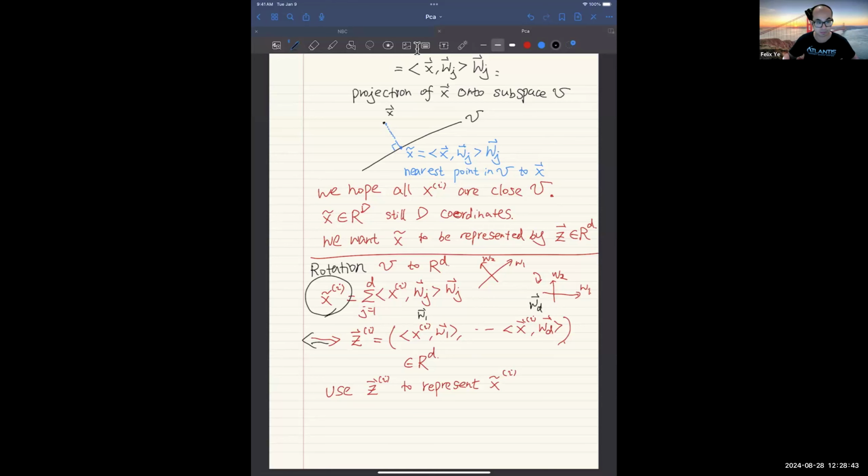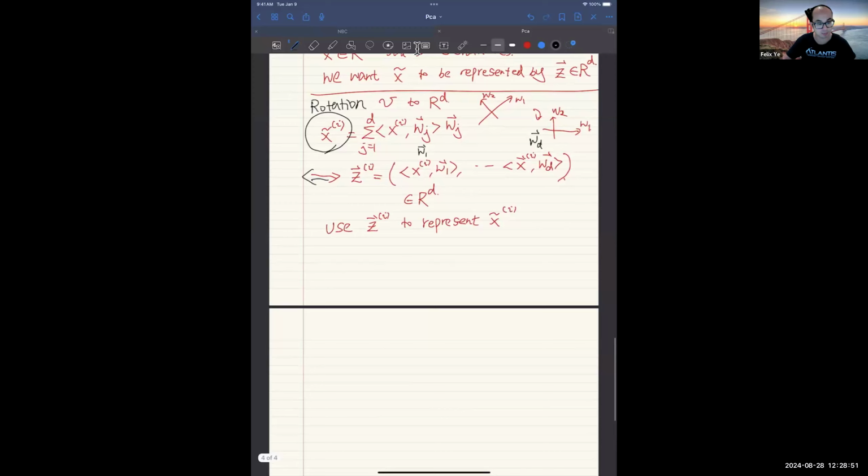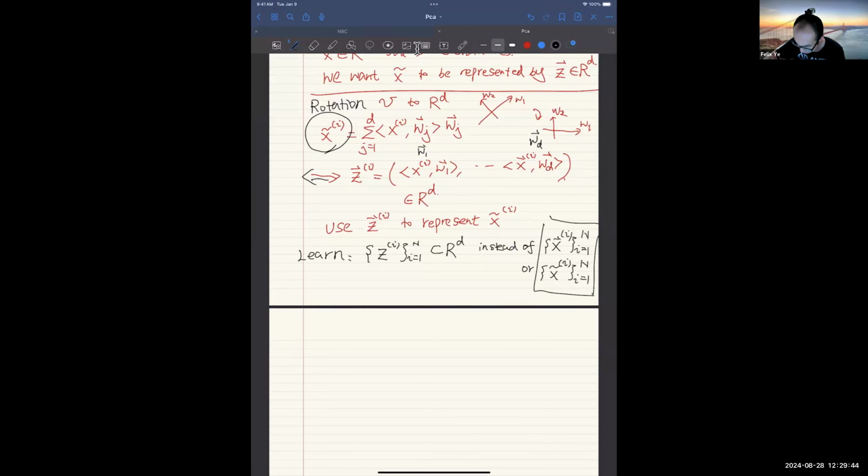So the key here is we want to learn this z of i, from 1 to n, which is a subset of R small d, instead of using the full data, or even x2 of i, because although this is in a subspace, we are still using big D dimensions or big D coordinates to represent it, since all of this is still a subset of R big D.